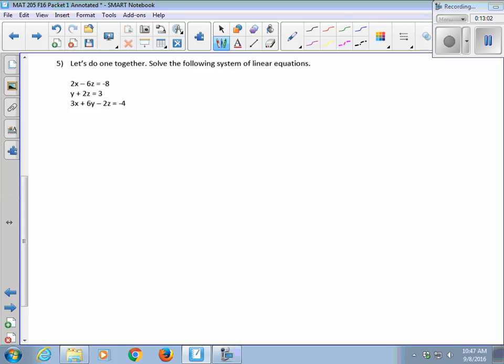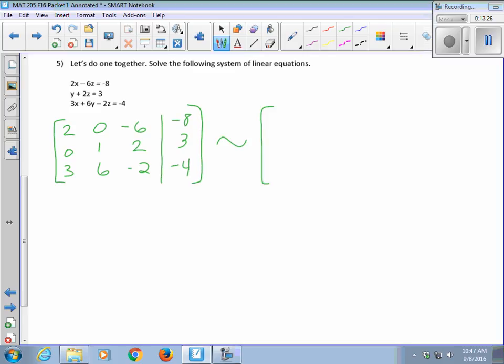All right, so first translate this to a matrix. So my x coefficients are 2, 0, 3. My y coefficients are 0, 1, 6. And my z coefficients are -6, 3, -2. Constants, -8, 3, -4. Okay, so my first goal is to get rid of that 3. Right? I would like that to be a 0.